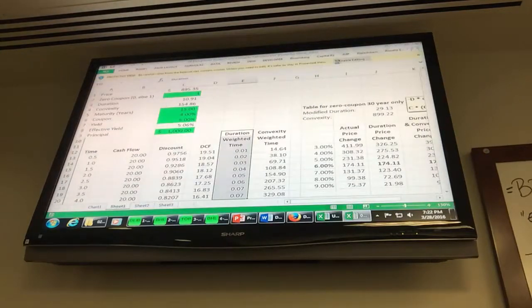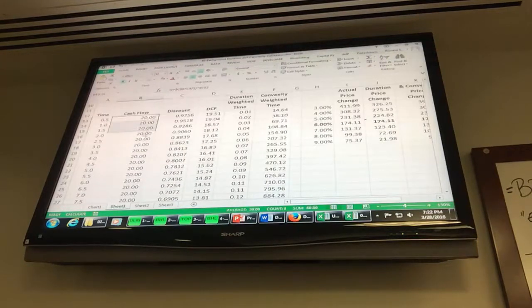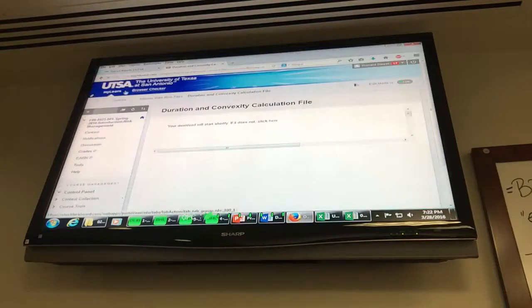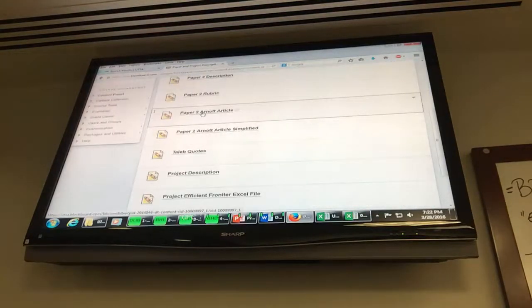But this file is set up for non-amortizing debt. So you can see the only cash flow is the coupon. So what I did is I took that file and then I took the article written by Robert Arnott under our papers and projects, the Arnott article.